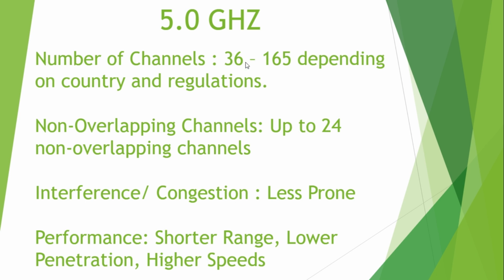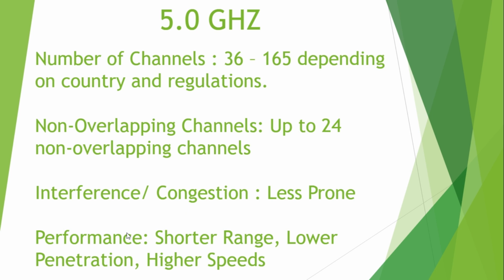5.0 has anywhere between 36 to 165, just depending on the country and regulations. Okay, we don't really talk about overlapping channels when it comes to the 5.0 gigahertz. Interference and congestion, it's less prone. It's not perfect. It's just less likely to happen. And the performance, okay, this is something you should definitely know. Shorter range, lower penetration. However, it has higher speeds.